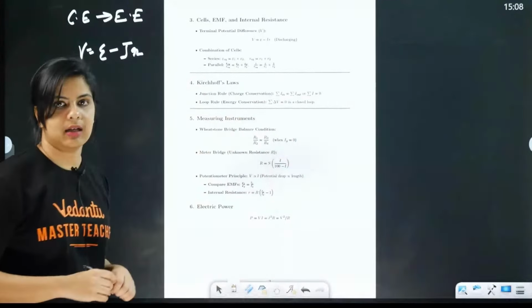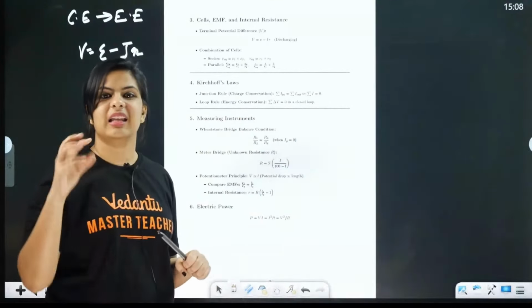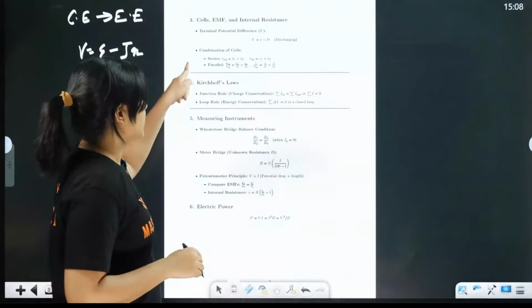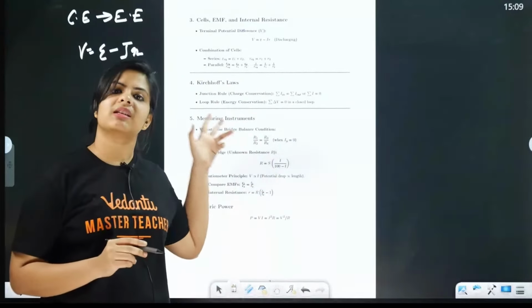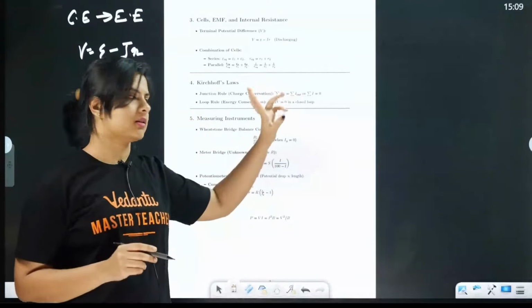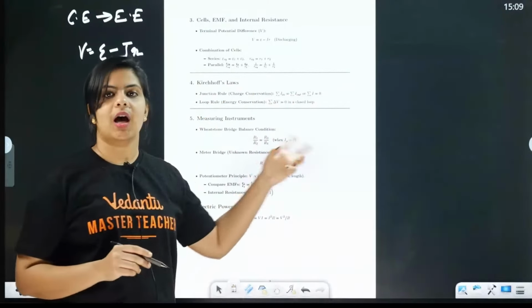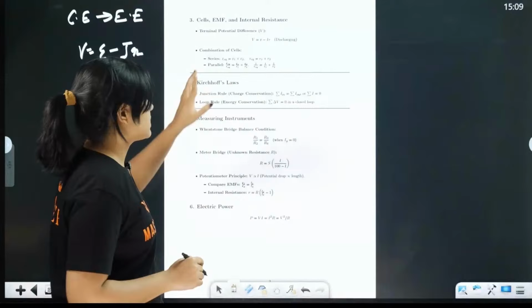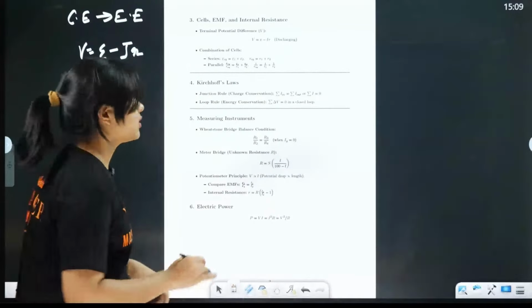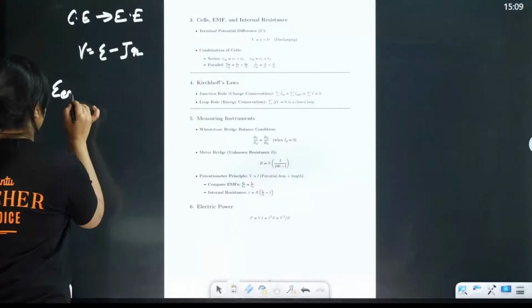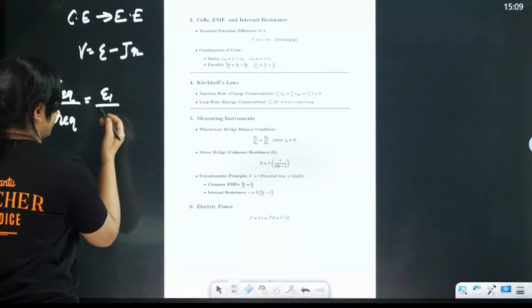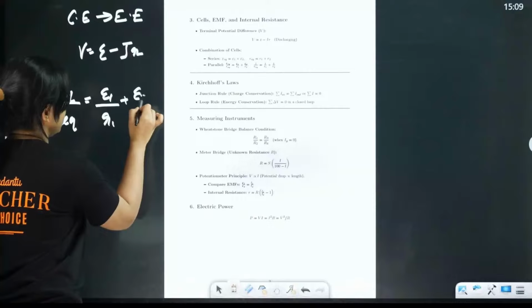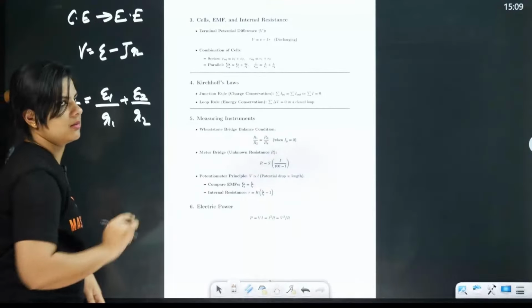Now we are connecting these cells in series and in parallel. In series it is simple: to find the equivalent EMF, you can say epsilon 1 plus epsilon 2 and so on, and R equivalent is R1 plus R2 and so on. Next, for parallel, you can write the equivalent EMF divided by R equivalent is equal to E1 divided by R1 plus E2 divided by R2 and so on.